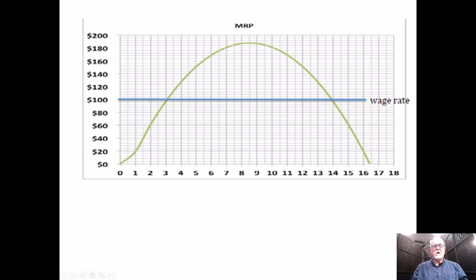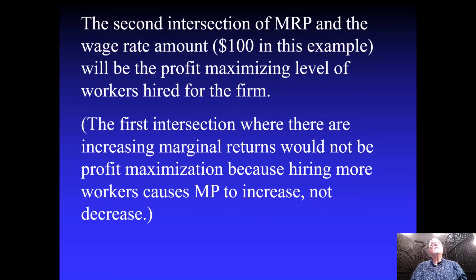So let me backtrack to the verbiage of that. The second intersection of marginal revenue product and wage rate will be the profit maximizing level. The first intersection, where there are increasing marginal returns, would not be profit maximization because hiring more workers causes MP to increase, not decrease.